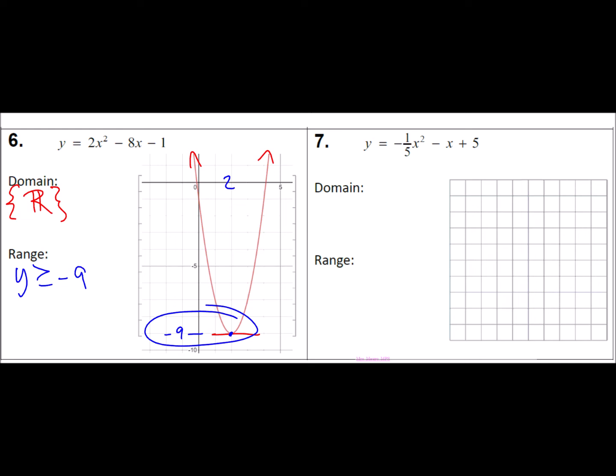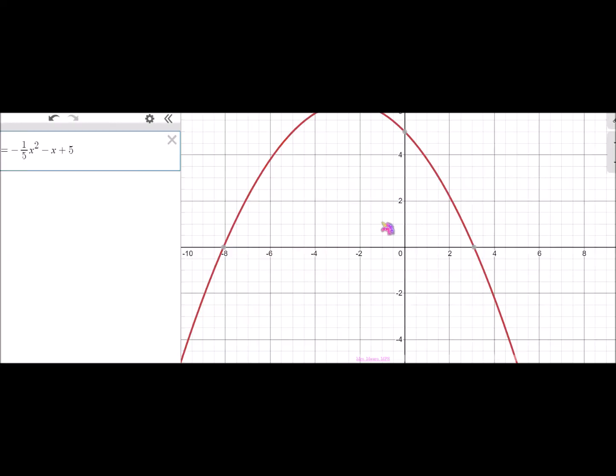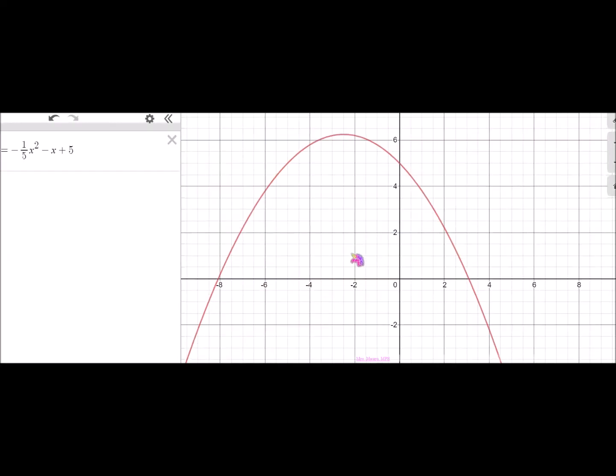All right, I hope you can pause the video and try number 7. Use Desmos, it's okay, don't stress. Just remember domain and range, we've done this before. All right, so here is the other graph.